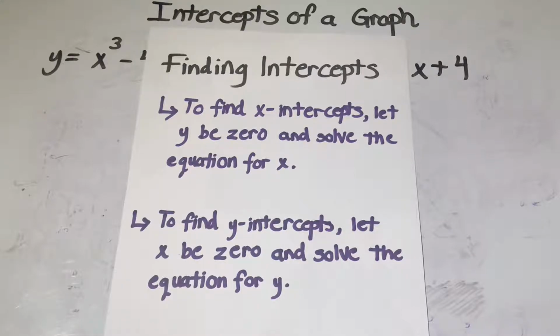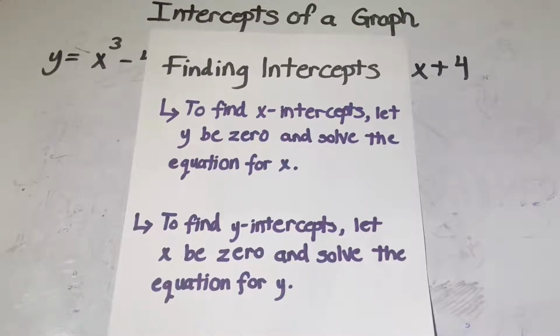As you can see, to find the x-intercepts, you have to let y be equal to 0 and solve the equation for x. Similarly, to find the y-intercepts, you have to let x be equal to 0 and solve the equation for y. Now let's look at a couple of examples.